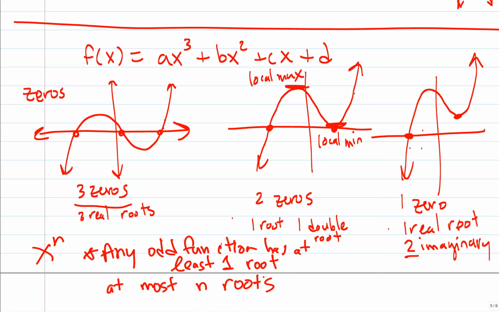So x to the first has up to 1, x to the third has up to 3, x to the fifth has up to 5, okay? But with an odd function, we have to have at least 1. Why? Because of that beginning and ending behavior. At some point, it has to cross the axis at least one time.